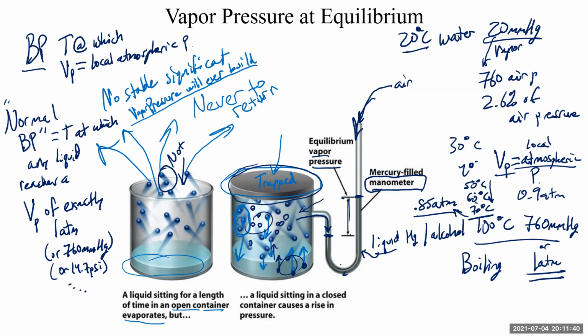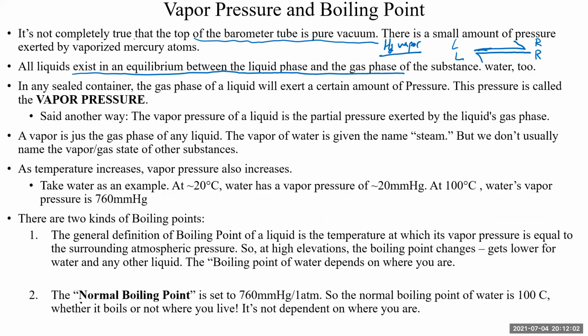Those are all the same thing, right? They're all the same: 1 atmosphere, 760 millimeters of mercury, 760 torr, 14.7 psi, 101,325 pascals, 0.987 bar, whatever unit you want to use. They all mean the same thing. So the normal boiling point, in case you don't want to read my terrible handwriting, is set to 1 atmosphere. So the normal boiling point of water is 100 degrees Celsius, whether it boils or not where you live. It's not dependent on where you are.